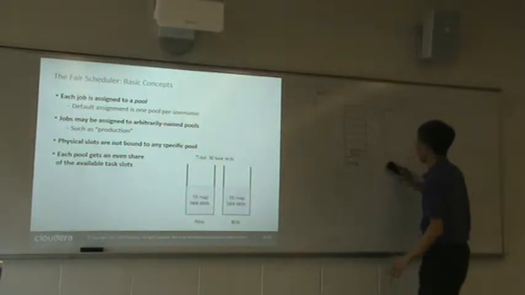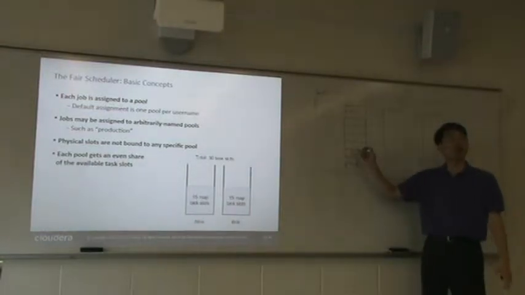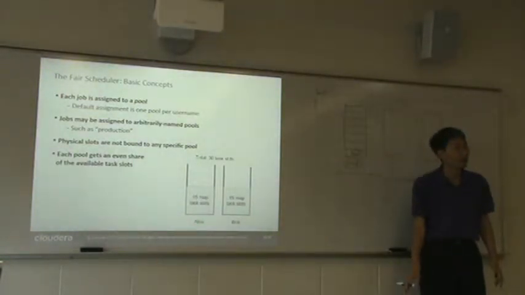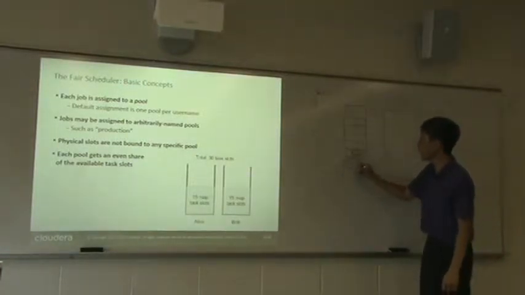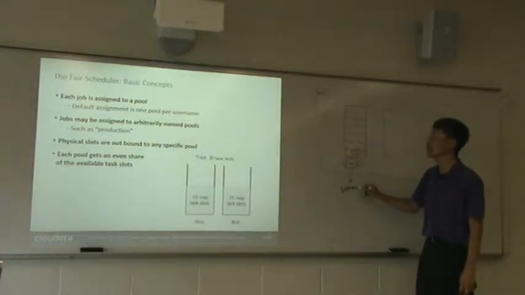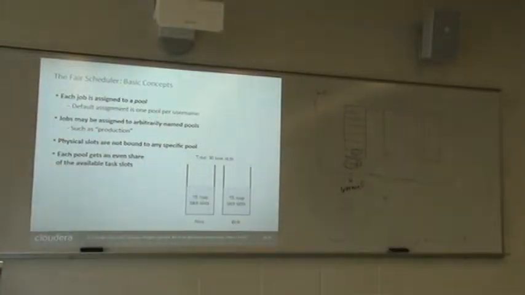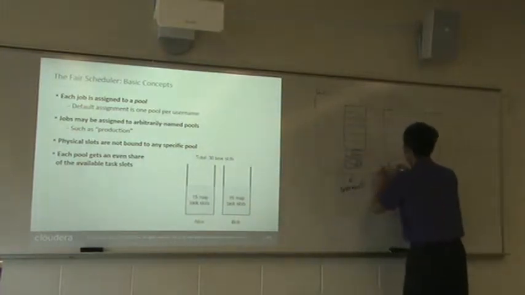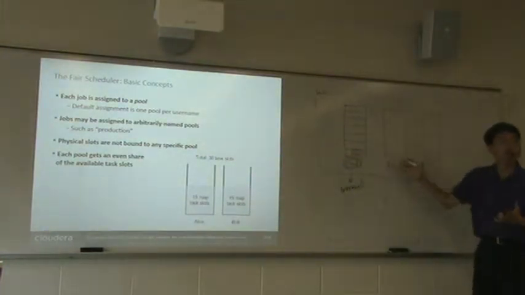Then you define the pool. A pool is a number of slots. This pool is by default defined by username, the user who submits the job. For example, Alice. If Alice submits a job, job ID 11111, then the job tracker assigns the job to the task tracker. There might be tasks like the mapper task, the reduce task, and such. Then the Alice pool will be created.